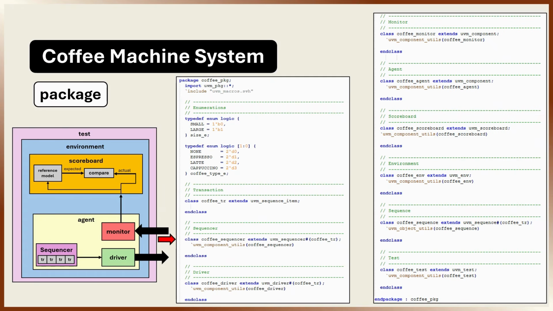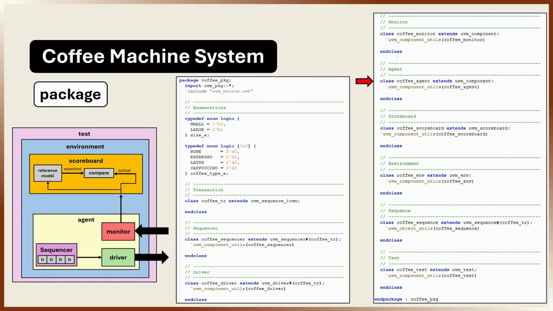Then the driver, which also relies on the transaction class to understand what it needs to drive onto the interface. After that, we define the monitor, which reports what it observes back to the rest of the test bench. These three components, sequencer, driver, and monitor, are grouped together later inside the agent, so the agent must appear after all of them are defined.